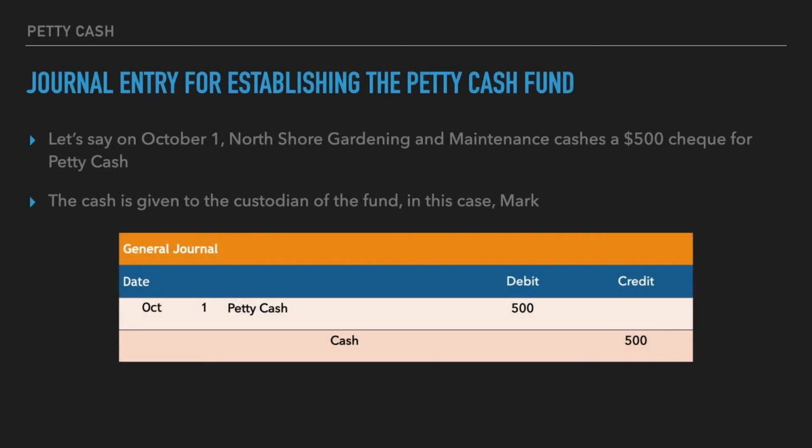Now let's look at an example of a journal entry for establishing the petty cash fund. In the example, on the 1st of October, North Shore Gardening and Maintenance have cashed a cheque for $500 for petty cash. Firstly, we'll start by putting the date into the journal, October 1.